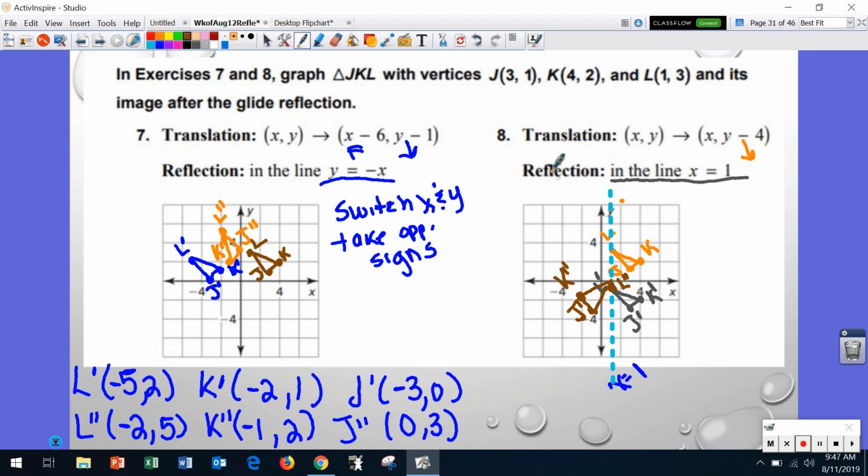I do believe, no, I don't think we're finished. I think we had to do all the way up to 13. Let's go see. So we're done with those two.